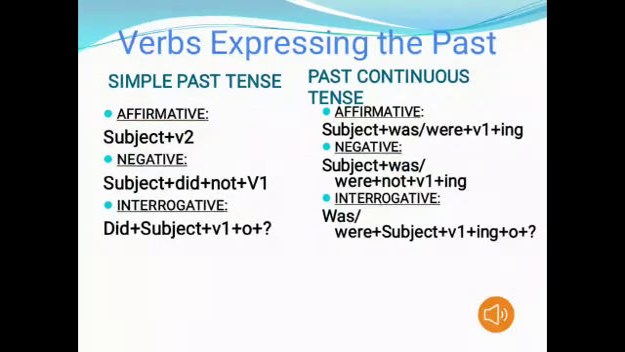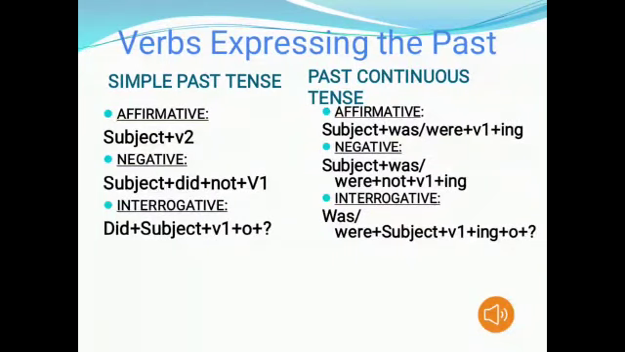And now we are starting with the past tenses. Now see the rules of simple past tense. Firstly, affirmative sentences. It is used as subject plus second form of the verb plus object if it is given there. And in negative sentences, subject plus did plus not plus first form of the verb.